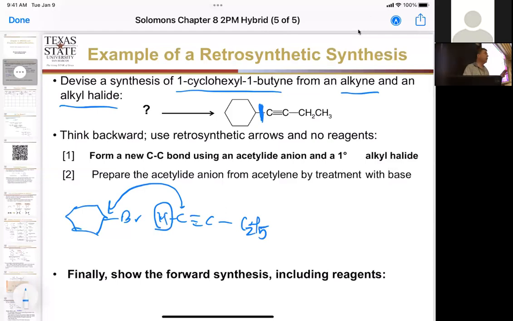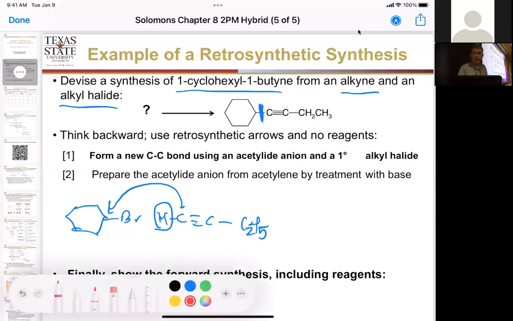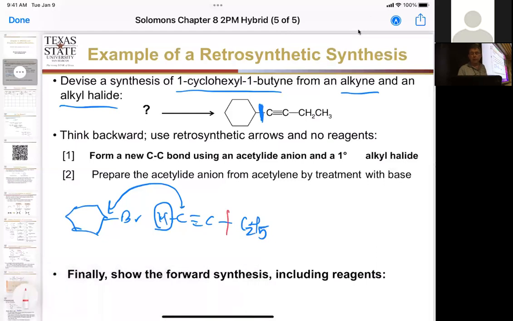But what if we wanted to start with just acetylene? That's just the 2-carbon one. Well, we could break this bond here, and that would break us down to acetylene plus an alkyl halide, bromide. So now we've actually gotten all the way back down to just acetylene and just the alkyl halide. So the forward synthesis would look something like this.